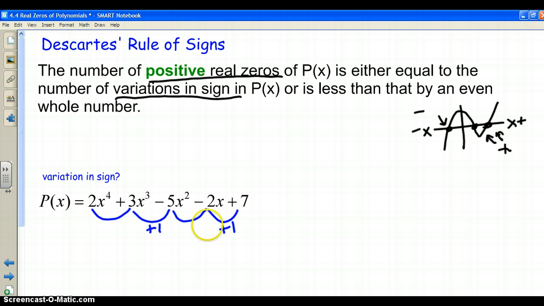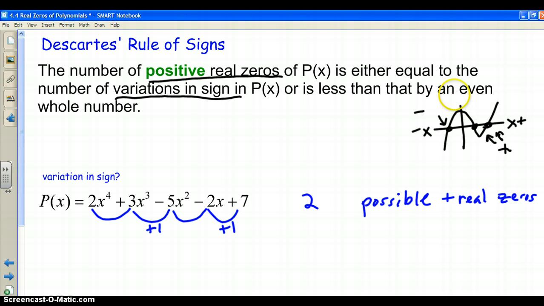There were 2 sign changes in this polynomial. So what that tells us, there are 2 variations in sign. So there are 2 possible, it's an interesting thing, it doesn't tell us for sure there are 2, positive real zeros on this graph.